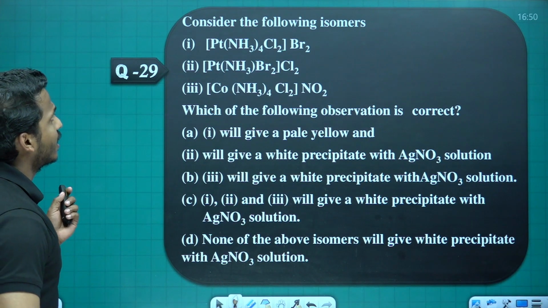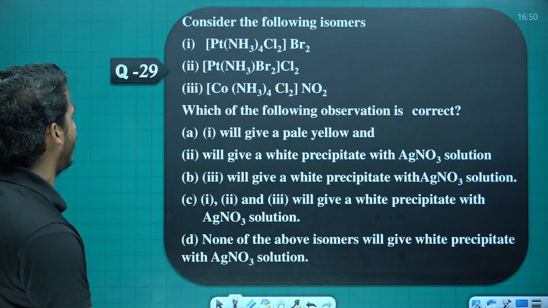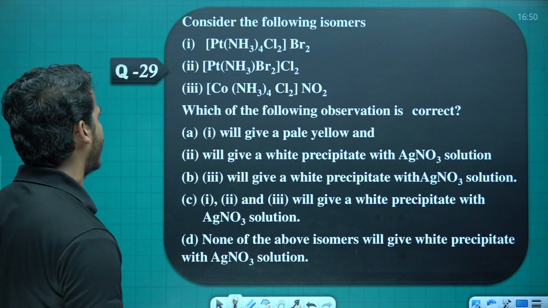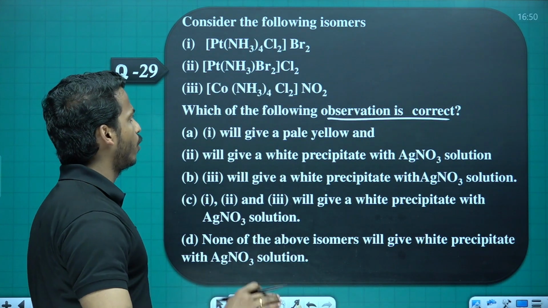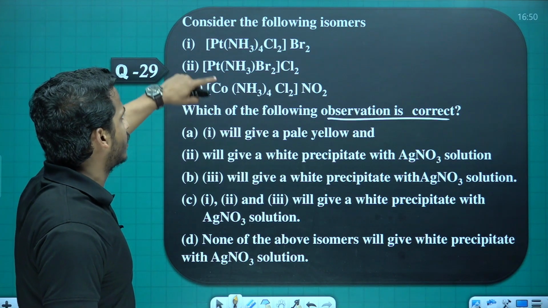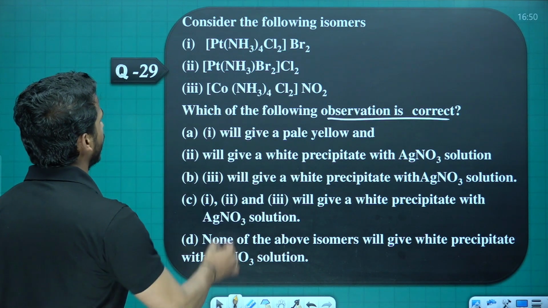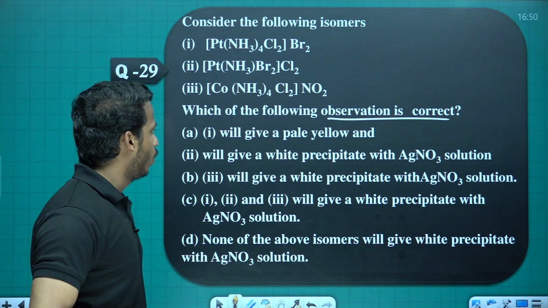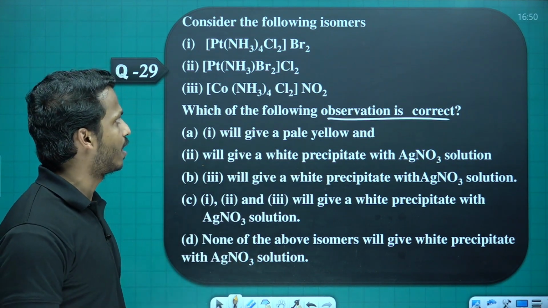Okay. Now, consider the following isomers. You can see so many compounds are given here. Which of the following observations are correct? First one, gives a pale yellow color. See, these are not all isomers actually, the formulas are different here. Anyway, the first one will give pale yellow, and the second one will give a white precipitate with silver nitrate.